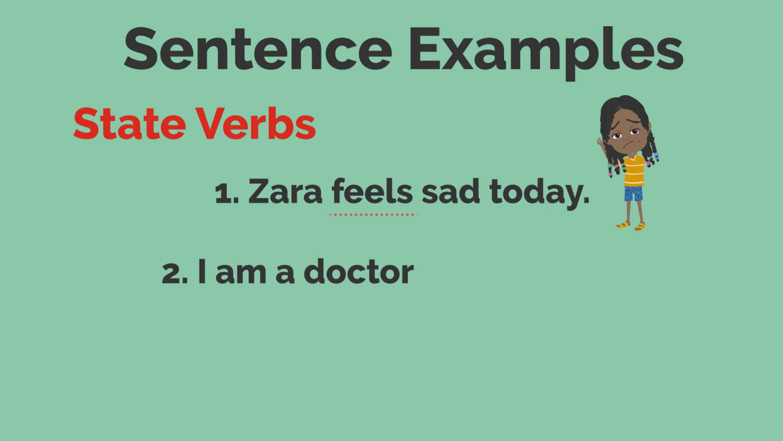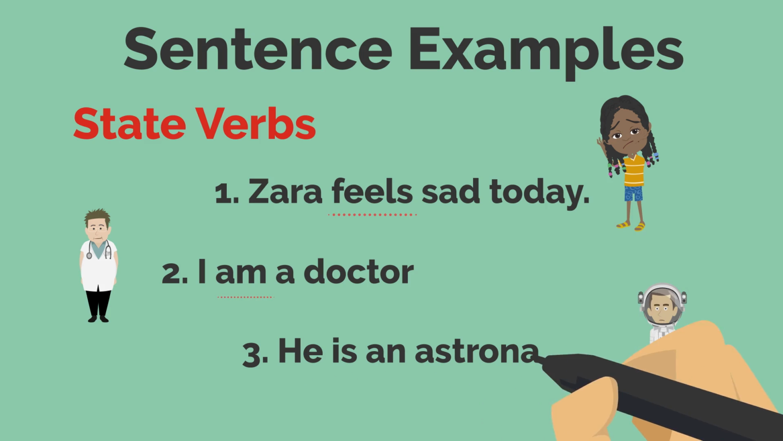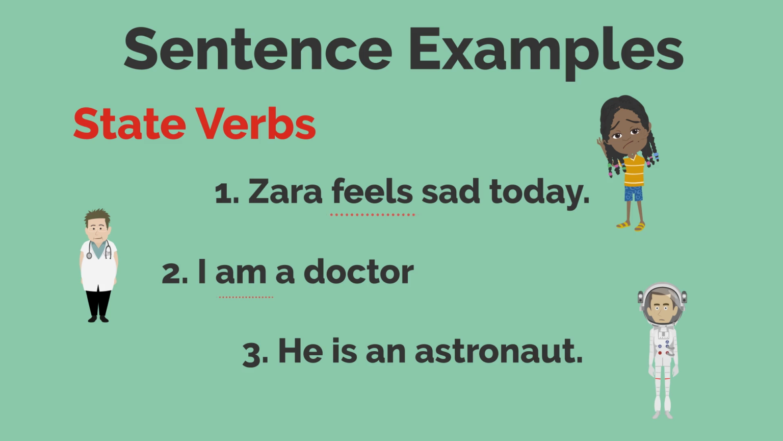Second, I am a doctor. Here am is defining whether he is a doctor or not. So am is a stative verb. Third, he is an astronaut. What is the state of the person? He is an astronaut. So is has been used as a state verb here. Remember that verbs tell us about the action or state of the subject.